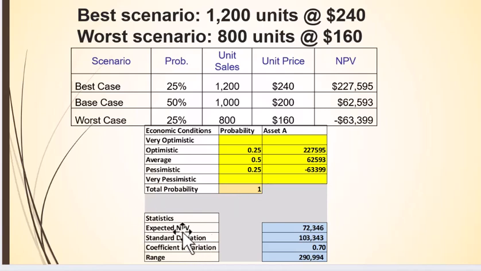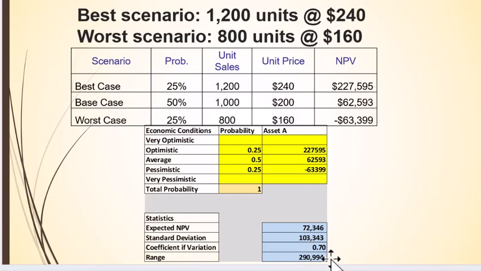So this will calculate our expected net present value. If we do this project, we would expect $72,000. The standard deviation is $103,000. Coefficient of variation, 0.7. And of course, the range here is this 290. So again, what we're trying to explore are the risk fundamentals, right? Those fundamental concepts of risk and return. The expected average returns, standard deviation.